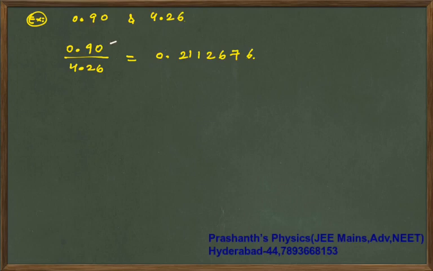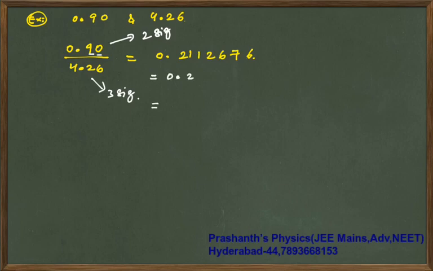So here you have only 2 significant figures, 9 and 0. Preceding zeros are not significant. So 2 significant figures here, 3 significant figures there. So your final answer is supposed to have only 2 significant figures. So that means you need to round it off.